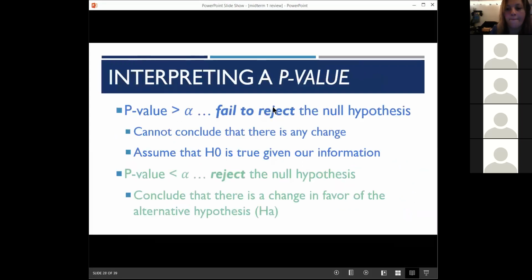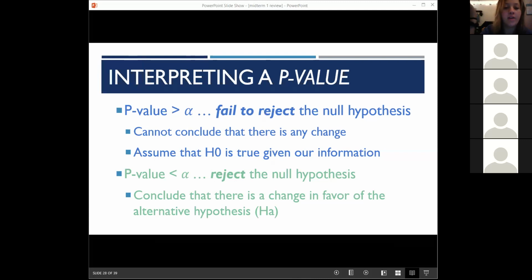Okay, so when we get a p-value and we are deciding what we're going to do with it, basically we're trying to decide how big this p-value is and what that means. Remember, with a p-value, we always assume that the null is true. That's our assumption always. We're assuming that there's no change. The biggest thing here is to decide if our p-value is small enough to reject our null hypothesis and change that assumption.